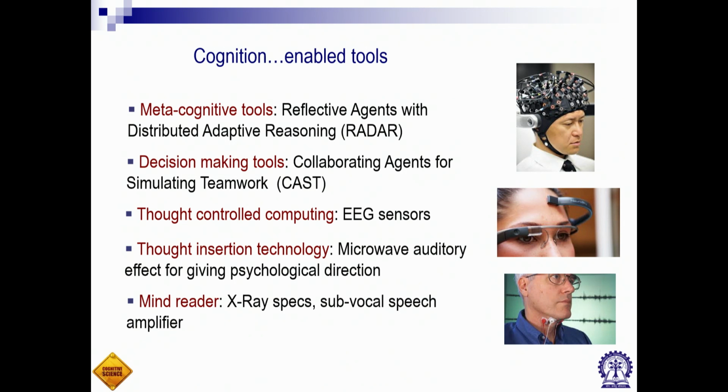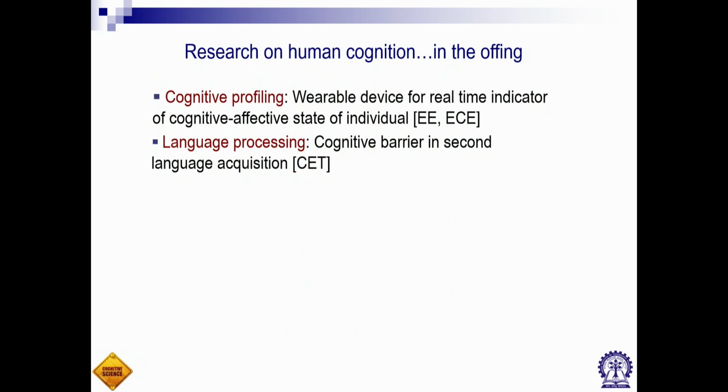The X-ray spec, the subvocal speech analyzer, is already current science, which has published certain articles on that. Thought insertion technology has great clinical significance for obsessive compulsive patients. Actually, there is a very huge relevance for that. Then thought controlled computing and decision making tools. In a net centric operation, you have to have a decision making tool. Of course, we know how decision tools are built, but under a net centric condition, how does it actually work? We have no idea as of now.